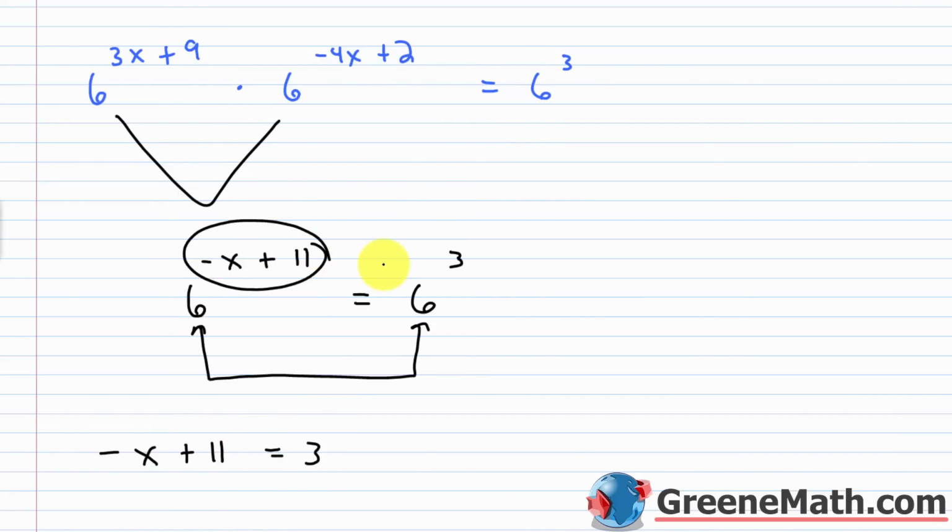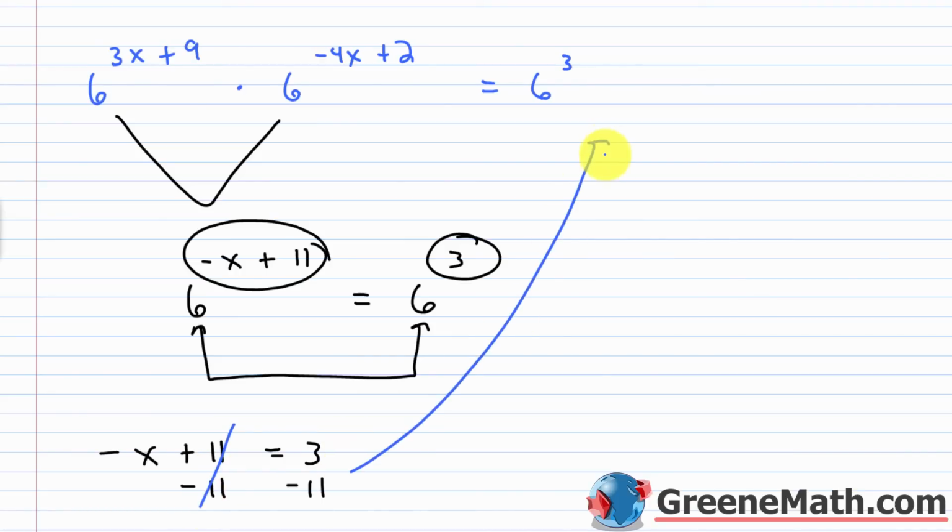Right? This guy is equal to this guy. So to solve this, let's subtract 11 away from each side of the equation. We know that that would cancel. And if I drag this up here, I would have negative x is equal to 3 minus 11, which is negative 8. I can divide both sides by negative 1 or multiply by negative 1, whatever you want to do. In the end, we'll have that x is equal to 8.